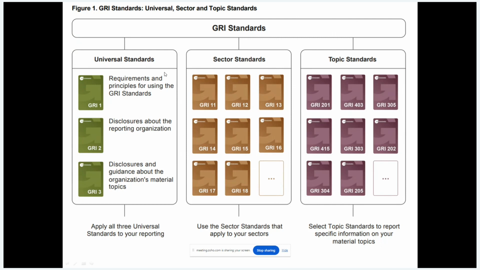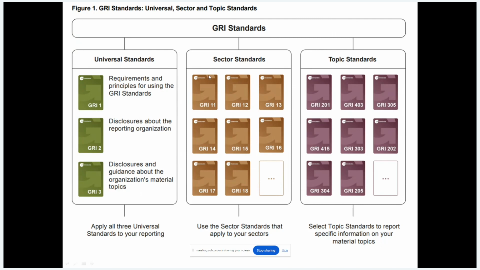So universal standard is one, GRI 1. These three standards have to be used for preparation of a GRI-based sustainability report. GRI 1 is requirements and principles for using the GRI standard. GRI 2 is disclosure about the reporting organization, and GRI 3 is disclosure and guidance about the organization's material topics. Material topics means those which are significant to the activities of the organization, which are causing maximum impact and which cannot be ignored.